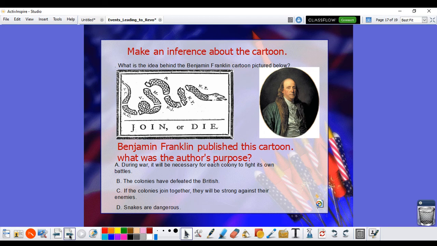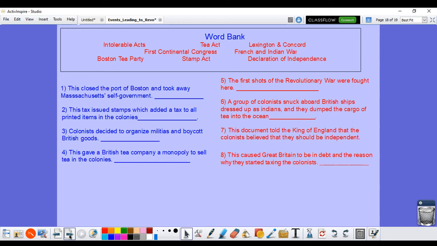Now, you're going to be working on some activities to prepare for your quiz. And so let's just look and see if we can't fill in this together.